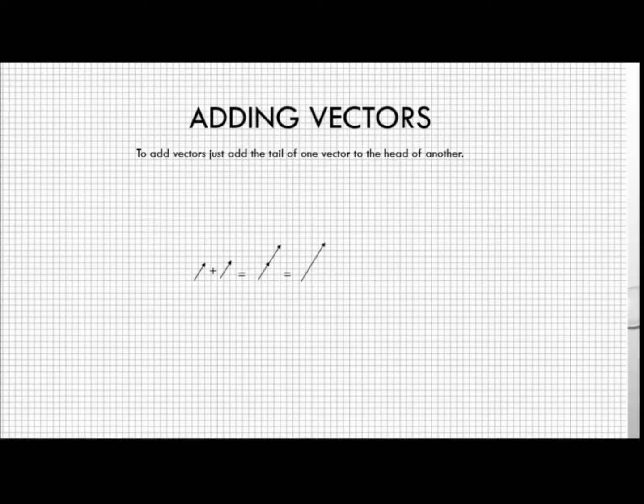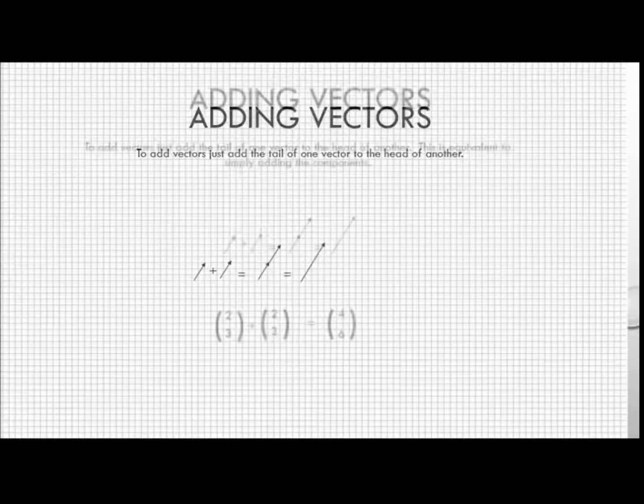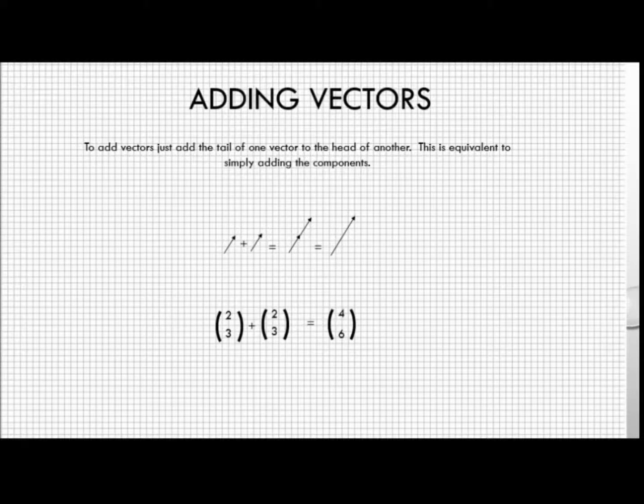Now to add vectors, just add the tail of one vector to the head of another. And this is equivalent to simply adding the components of the vector. The end result is going to be the same.